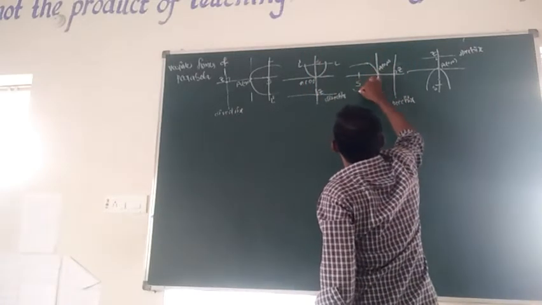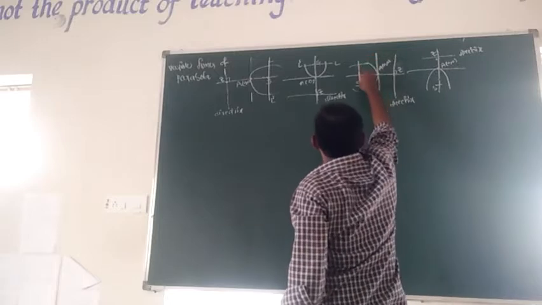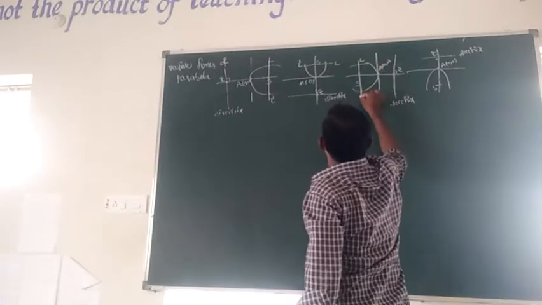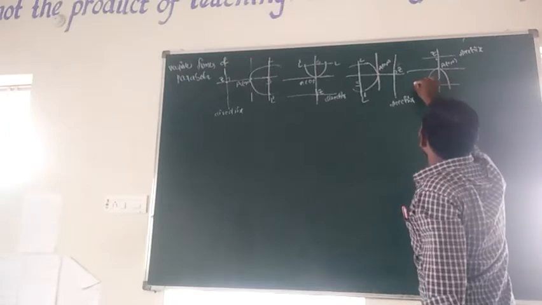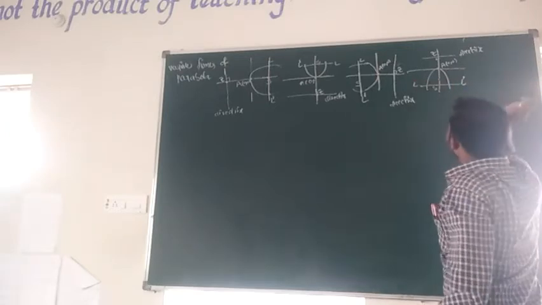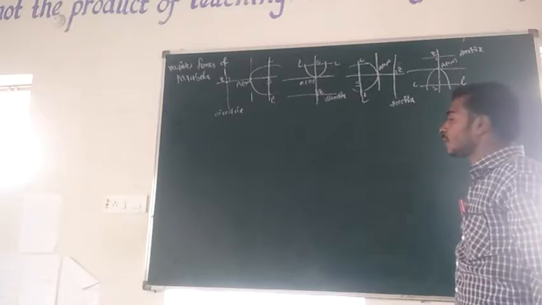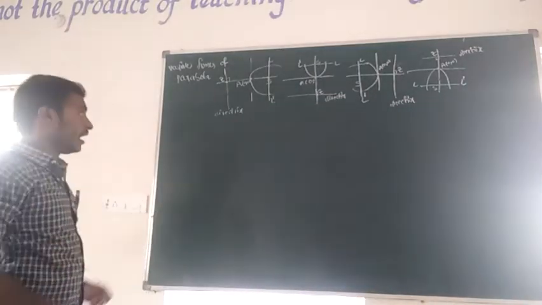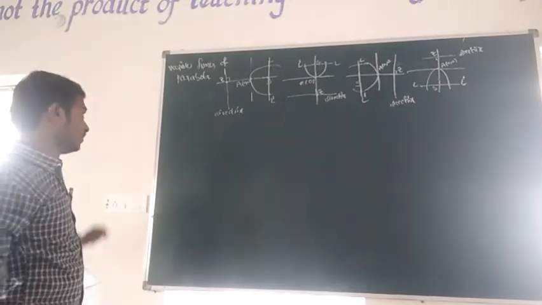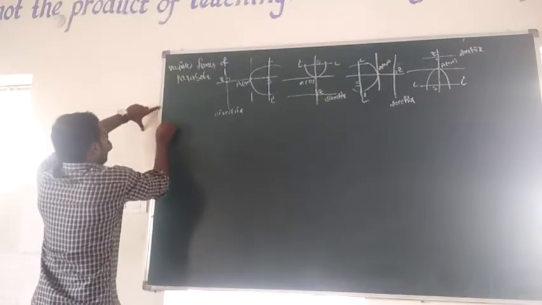Here also the latus rectum, here L, and this one is L dash, and this one is L, and here L dash. Okay, this is the latus rectum. Now after getting the latus rectum, now the equations.